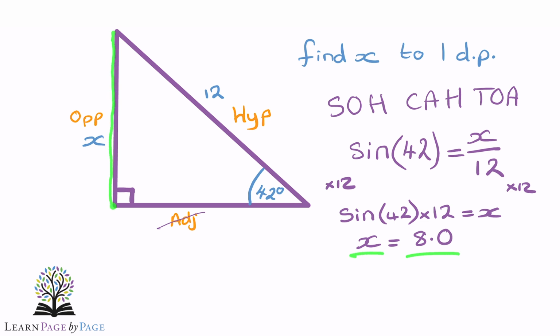And is that logical? I think it is, because the hypotenuse is 12. So this side has to be shorter than the hypotenuse. And that's pretty good, 8.0. Now let's move on to another one.